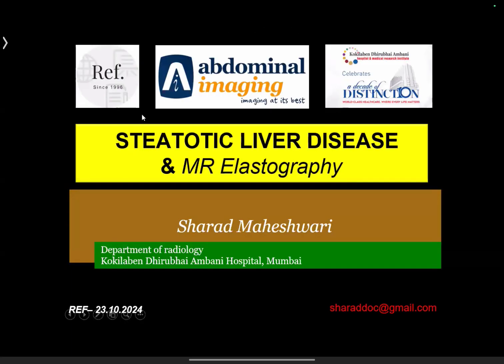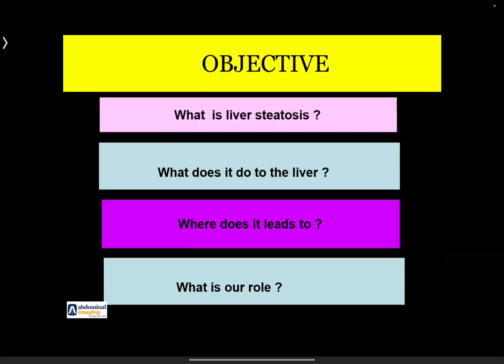So the topic is evident, as Akshay has already briefed about it. So what is the objective for today's presentation? We'll see what is liver steatosis, what does the fat do to liver, where does it lead to, and what is our role.